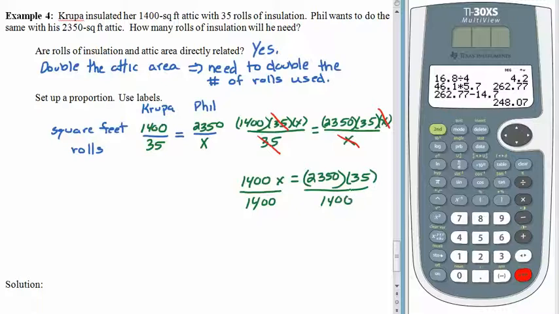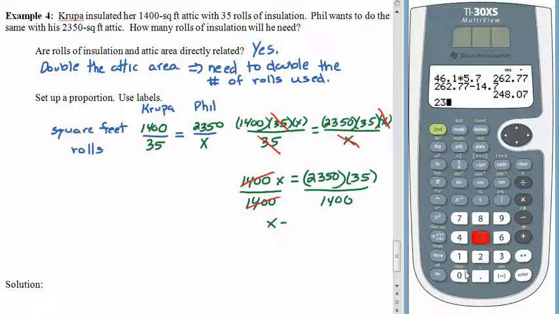There's that word again, coefficient, right? Of course, these 1,400s are going to cancel. X is now all by itself, and we can do the division. 2,350 multiplied by 35, all divided by 1,400. Whoops, that's not right. Good thing we have a sense of what this answer should be, because Krupa needed 35 rolls and Phil's attic is larger. I see that I missed the 5 when I was typing. Let's try this again.